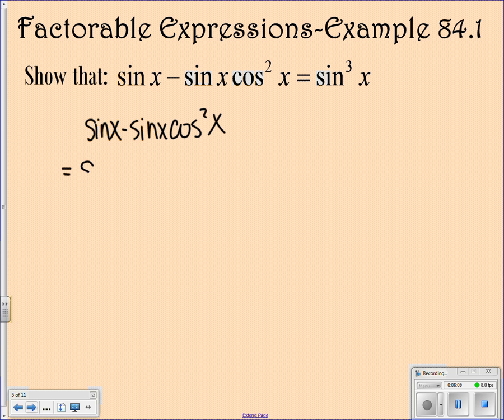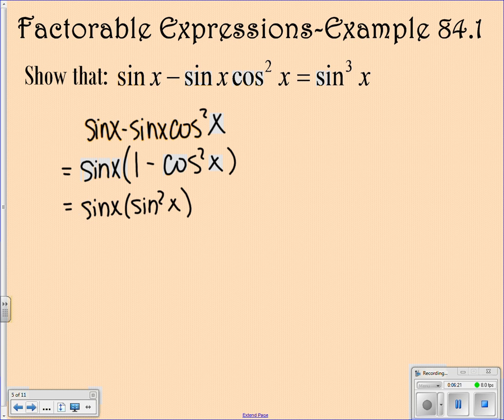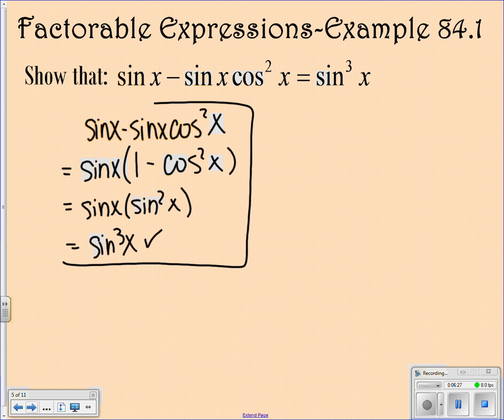I can factor out the sine of x, and I have 1 minus cosine squared of x left. 1 minus cosine squared is the same thing as sine squared. And so sine of x times sine squared is sine cubed, which is what they gave us. And so this would be your answer.